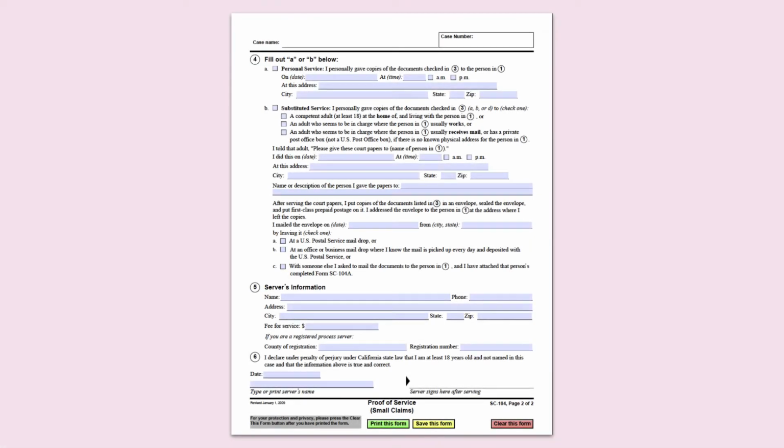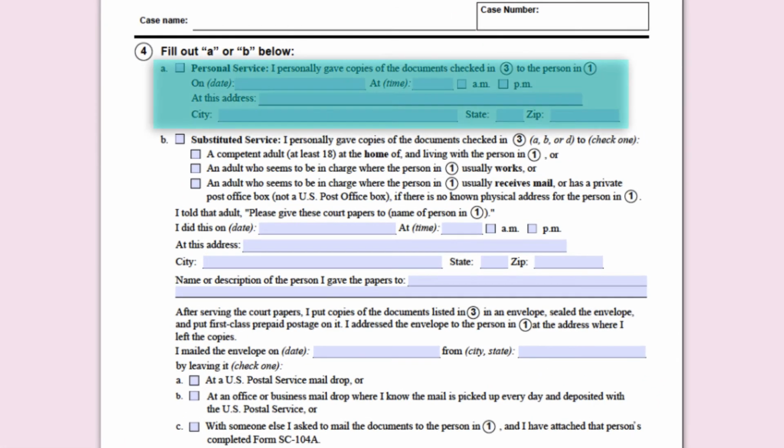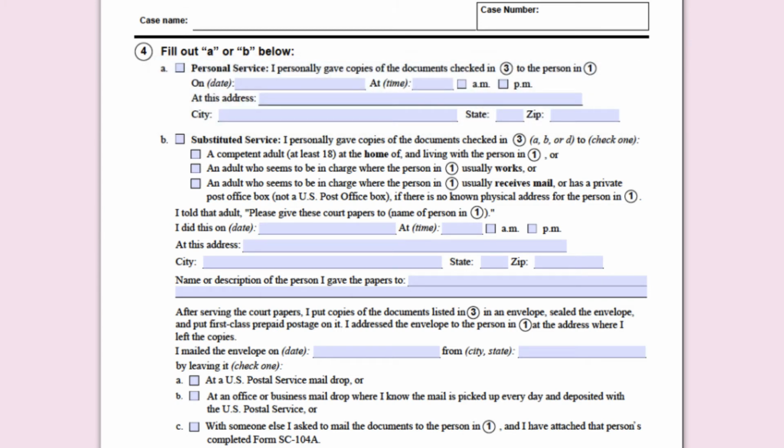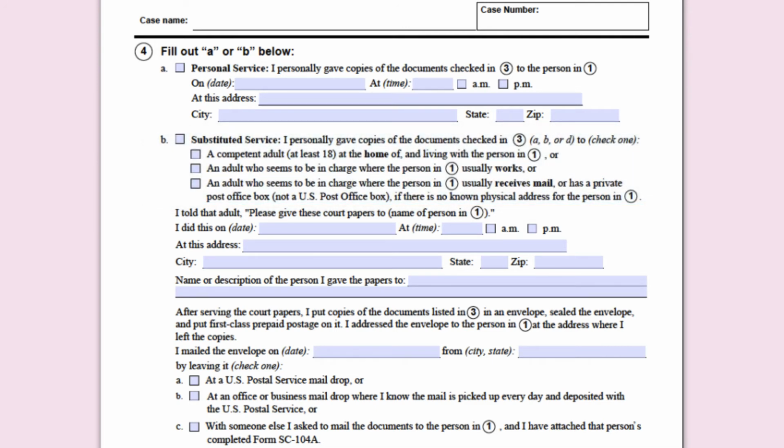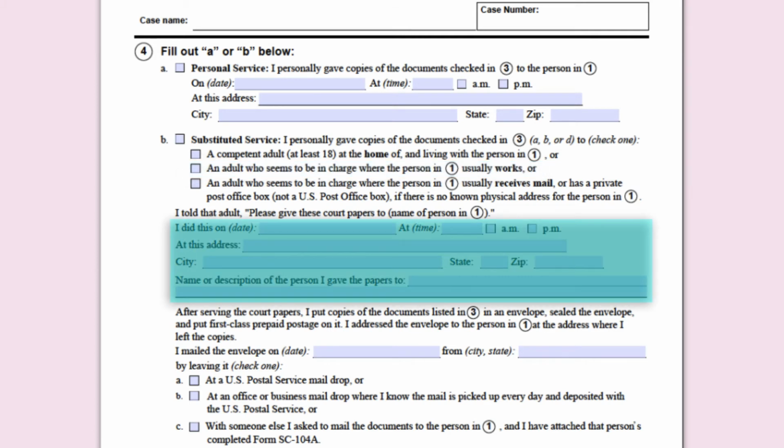When serving by personal service, the server checks box A on page 2. Enter the day, time, and place the plaintiff's claim was handed to the defendant. If the plaintiff's claim was instead served by substituted service, the server checks box B on page 2. Select the option below that correctly describes the eligible person who will receive the court papers. When serving court papers on a defendant that is a corporation or public entity, you'll usually check the box "An adult who seems to be in charge where person 1 usually works." Enter the day, time, place, and description of the person who was given the papers.